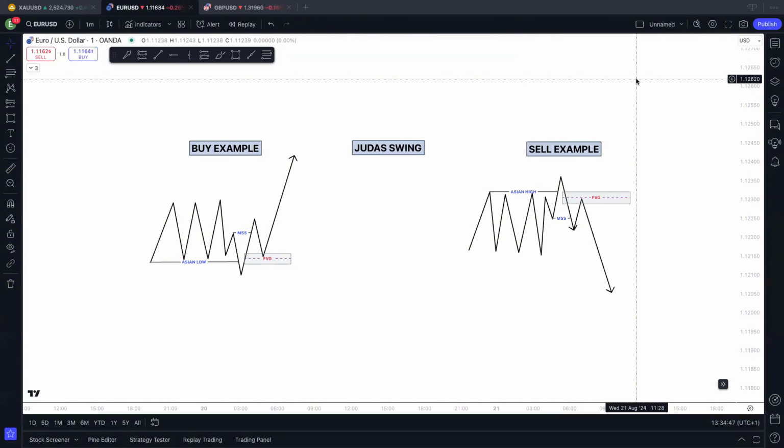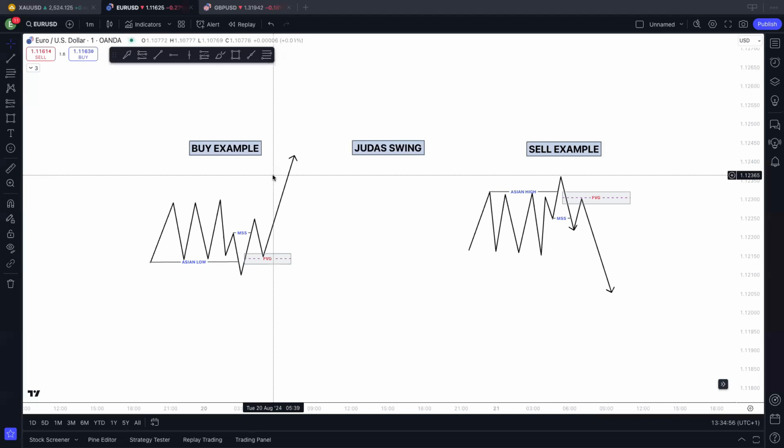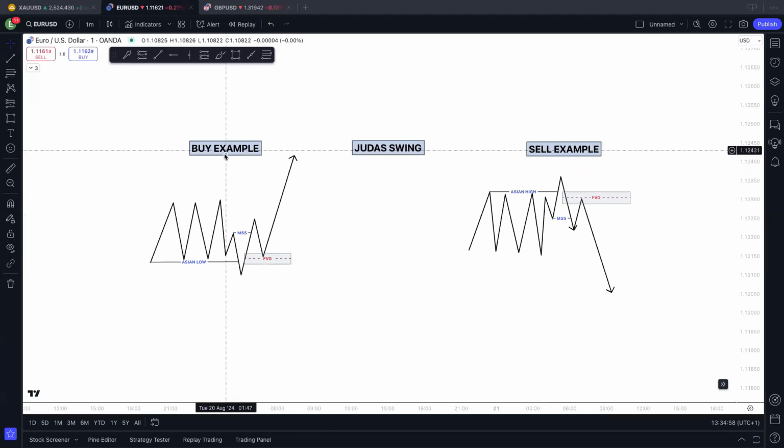So what is the Judas swing? The Judas swing is essentially a false move sweeping some sort of liquidity to then head into the opposite direction. So here we have two examples. We've got the buy example.